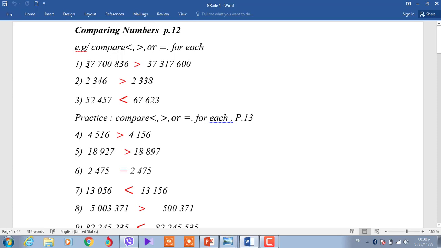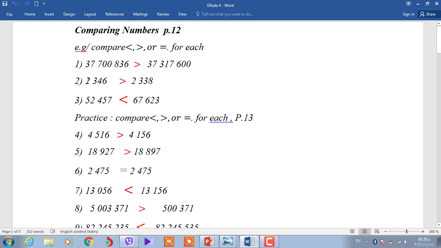We have 3 in 10 million, and 3 in 10 million also; 7 in millions, and 7 in millions also. We have 7 in 100,000, and there we have 3 in 100,000. Which one is greater, 7 or 3? Absolutely 7 is greater, so this number is greater than the 300,000, so the first number is greater.